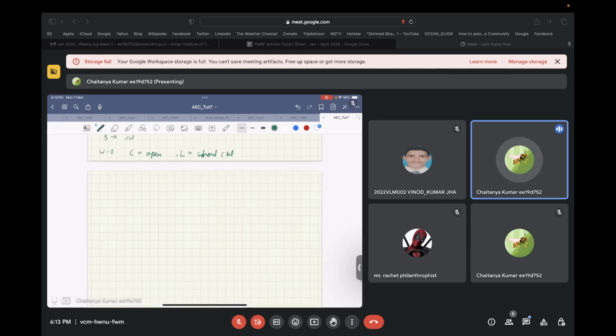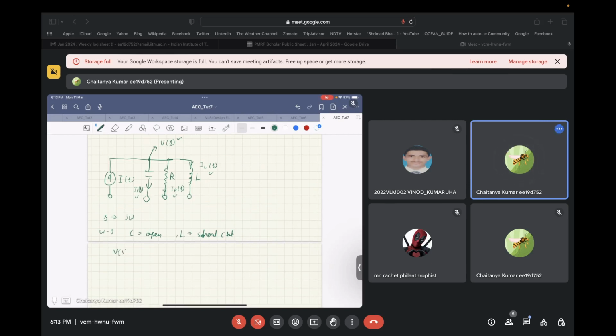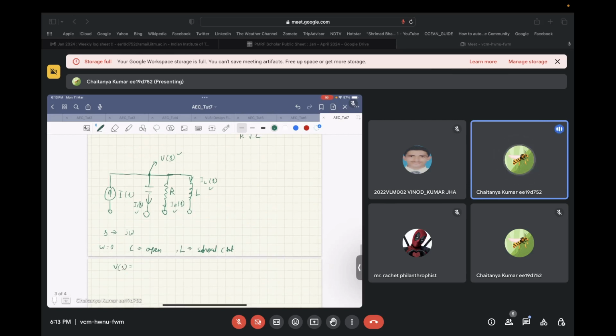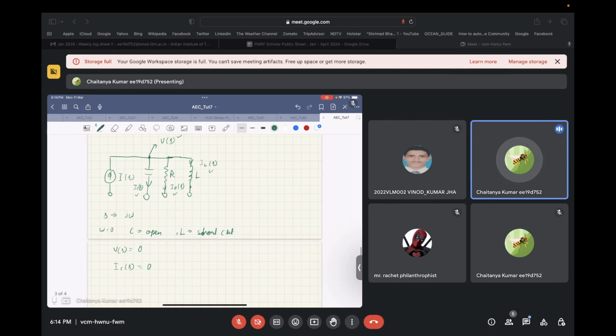So what will be the value of V(s) in that case at ω equal to 0? The value of V(s) at ω equal to 0 will be 0. Why? Because the inductor will be shorted, so V(s) will be grounded. So what will be the value of I_C(s)? Again, it will be 0, because the capacitor is an open circuit at DC, so no current will flow through it. So I_C(s) is also equal to 0.